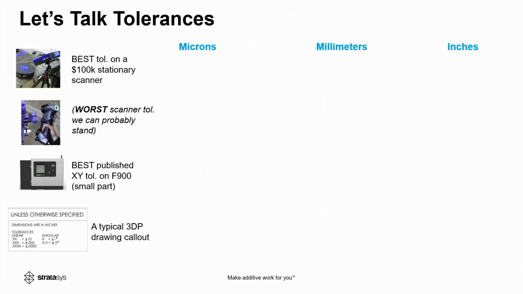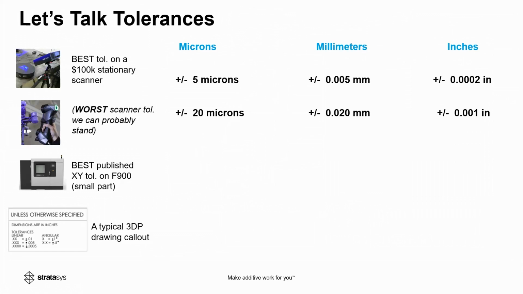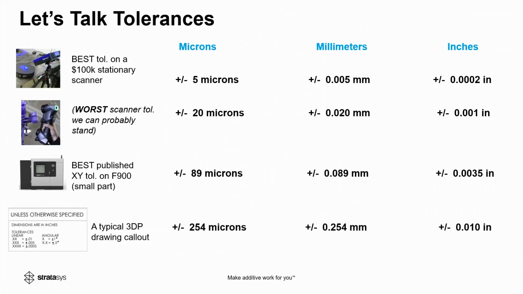So let's talk tolerances. Before this, I used to think in inches, but having dealt with scanners, now I think in microns. The best scanner we have, the stationary GOM, might be on a best day plus or minus 5 microns, right? That's about the best you can expect, which is really good. Our handheld scanners, the worst you can probably take is about plus or minus 20 microns. Remember that the error here compounds 4 or 5 times to the error in the algorithm. Moving on to the machines, the best published tolerance on a F900 is about 89 microns, plus or minus 89 microns.